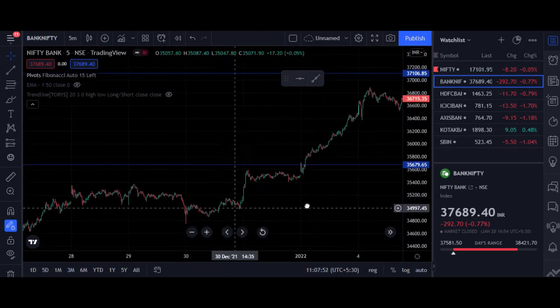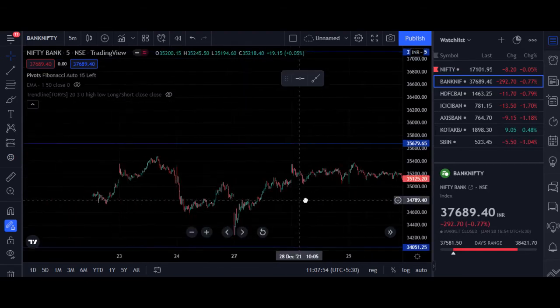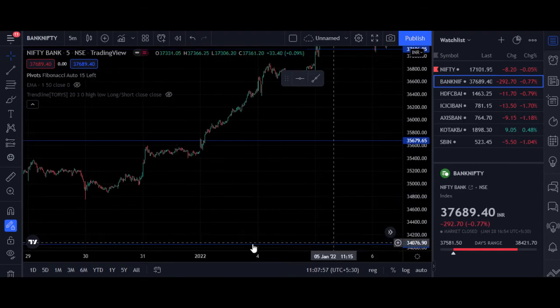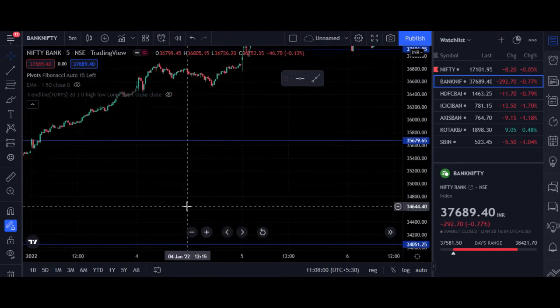You can draw other support levels. You can do multiple, like 3-4 types, in the 1 hour, 1 day, or 4 hours time frame.